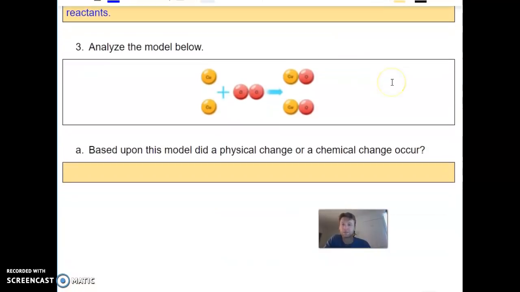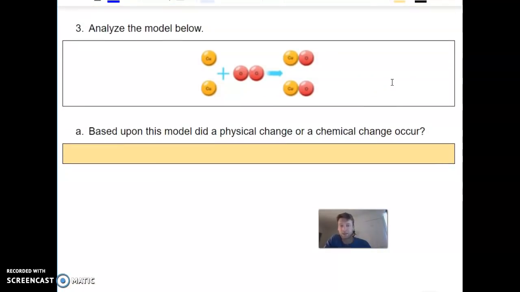Now we're going to look at a model. So we can look at a model like this and we can decide if this represents a physical or a chemical change. So I start with these 2 yellow circles separate from each other. It looks like they're Cu, okay? And then there's also these 2 oxygen atoms, these 2 red atoms, attached to each other. This is my reactants. And then they change into, I end up with 2 molecules of 1 Cu and 1 O attached together, and then 1 Cu and 1 O attached together.